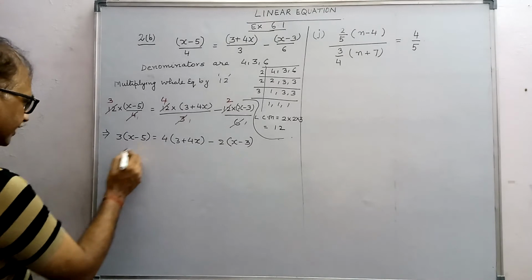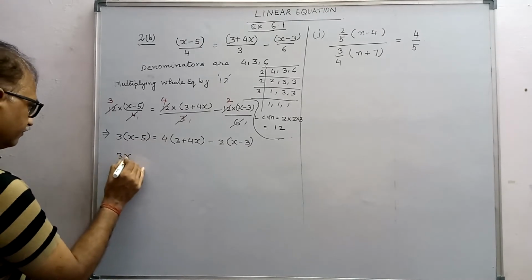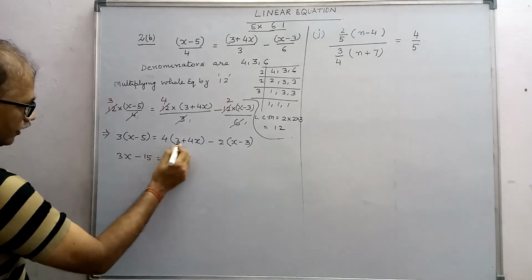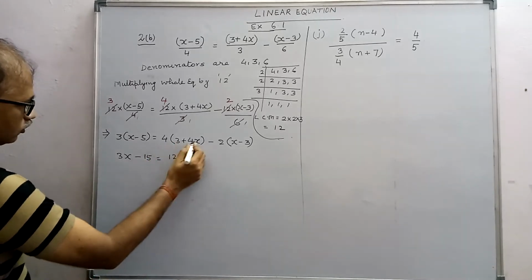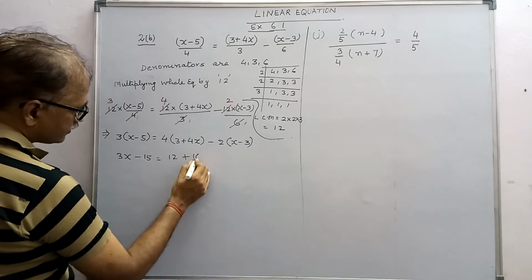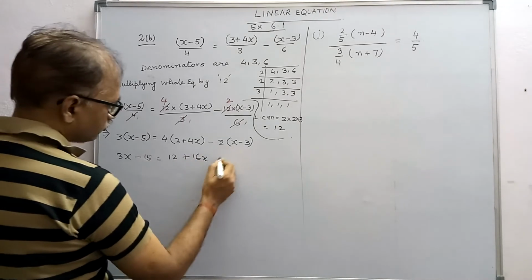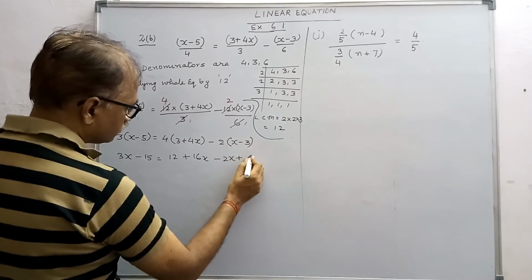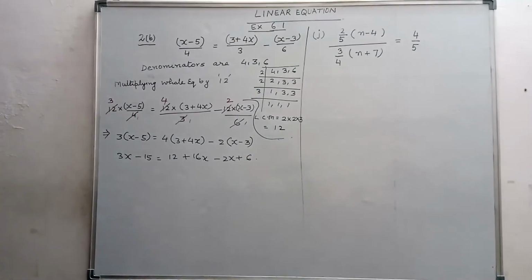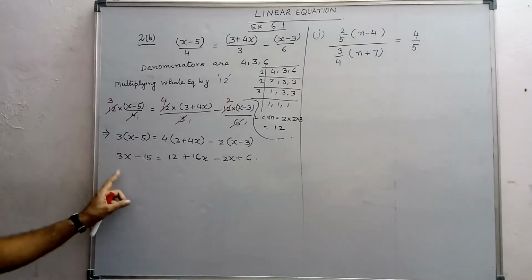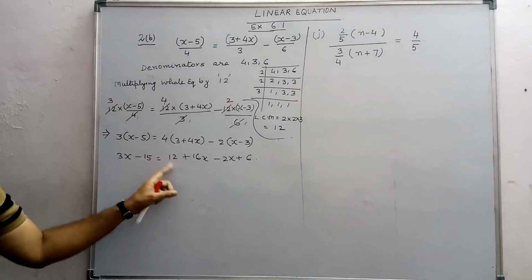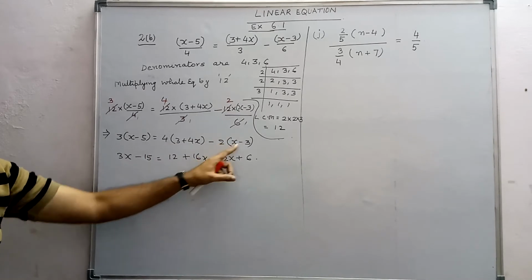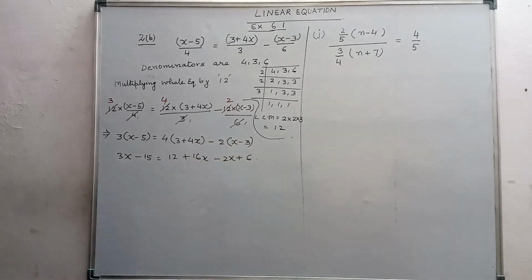Now open the brackets. 3 into x, 3x. 3 into 5, 15. Minus sign. 4 into 3 is 12. 4 4s are 16, plus 16x. Minus 2 into x, minus 2x. Minus times minus plus, 2 3s are 6. So 3 into x, 3x; 3 5s are 15; 4 3s are 12; 4 4s are 16x; minus 2 into x, 2x; minus times minus plus, 2 3s are 6, plus 6.